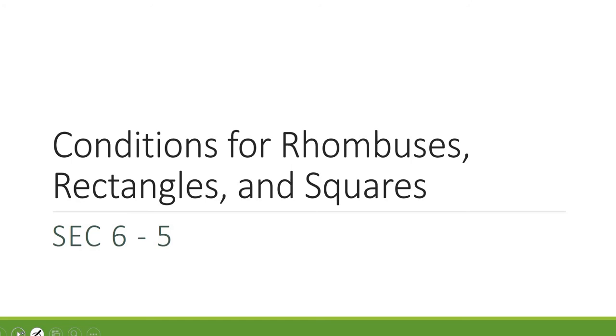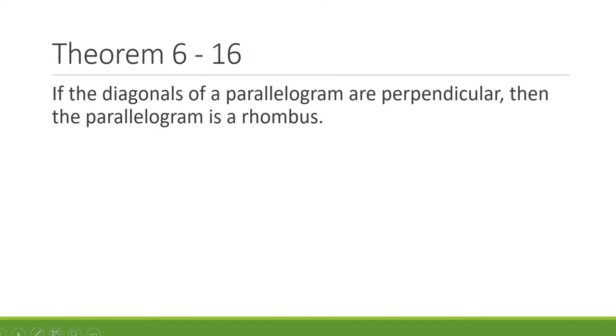true. So, Theorem 6.16. If the diagonals of a parallelogram are perpendicular, then the parallelogram is a rhombus. So again, this is kind of like the converse of what we did in the last. So if I have a parallelogram and its diagonals are perpendicular, then you can say it's a rhombus.